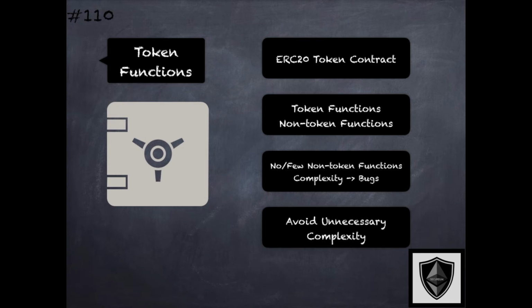So at a high level, one should avoid unnecessary complexity by bundling non-token related functions within an ERC20 token contract, because that increases the likelihood of issues in general, or in the worst case, security vulnerabilities.